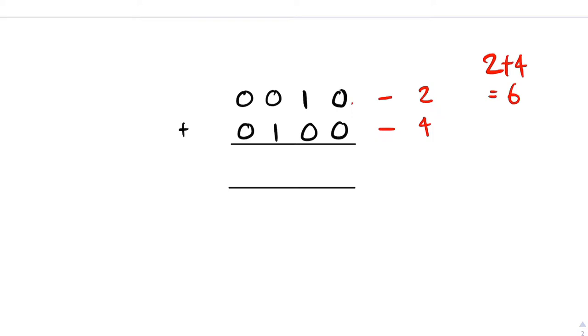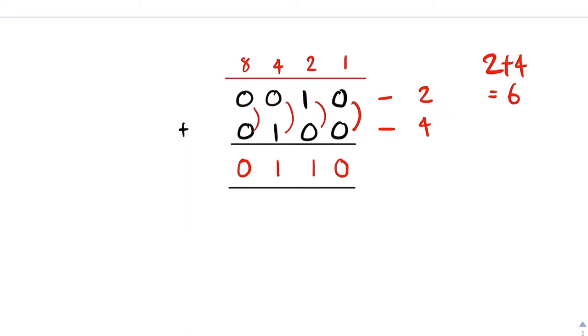If I take 0 plus 0, that gives us 0 as the result. If I take 1 plus 0, I get a 1. If I take a 0 plus 1, I get another 1. And 0 plus 0 is 0. So, if I put my little column headers in here, can be quite helpful. This is my 1 column, 2, 4, 8.